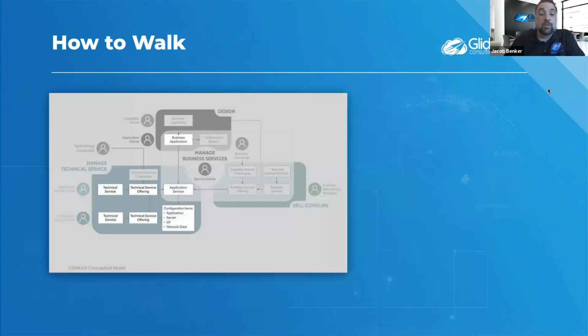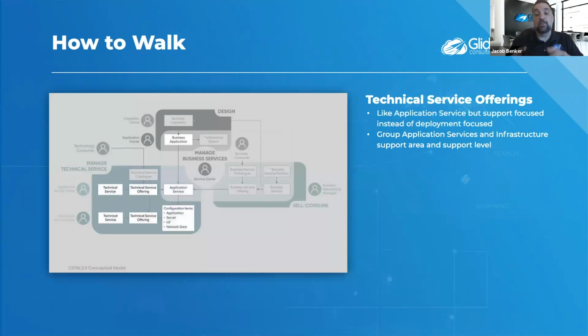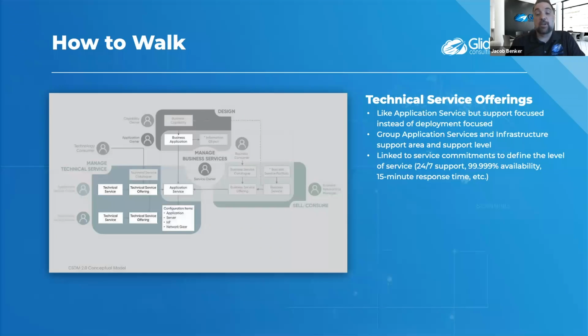Let's go ahead and move forward and talk about what's next. So you've defined your business applications, you've started defining your application services and building out the CIs underneath that. Where do you go from there? And as I talked about the walk phase, you're switching your focus here, right? The technical service offerings are going to be very similar to application services, but it's focused on support, not focused on deployments. So again, if you have regional support, or you're doing support by gold, silver, bronze, platinum, whatever groupings of support that you have, this is where you're going to build out that support structure and group applications and services by how they're supported and the support level you provide for them.